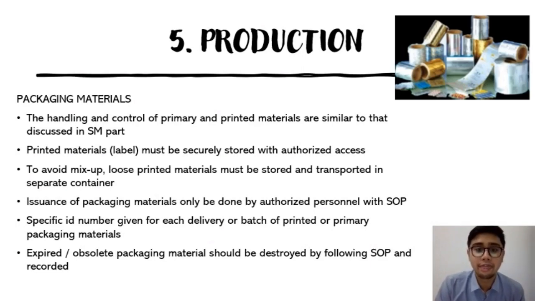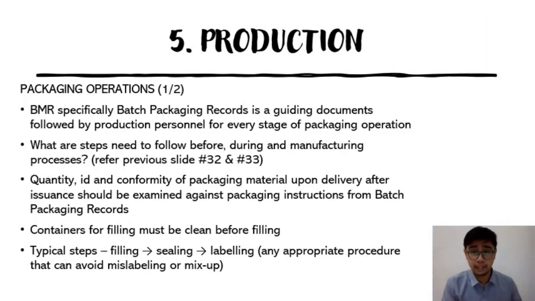And then, for expired or obsolete packaging materials, they should be disposed by following a proof-written SOP and they must be recorded. Finish discussing about the packaging materials, now we continue with the packaging operations. Batch packaging records is a guiding document followed by the production personnel for every stage of packaging operation. The steps to follow before, during, and after the manufacturing process can be referred in the previous slide, which is slide number 32 and 33.